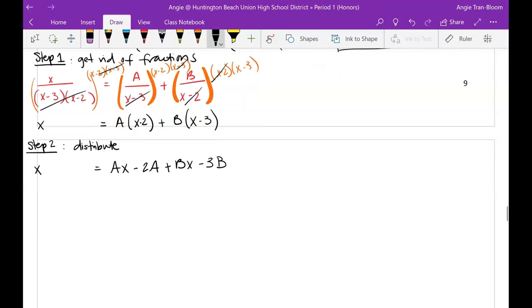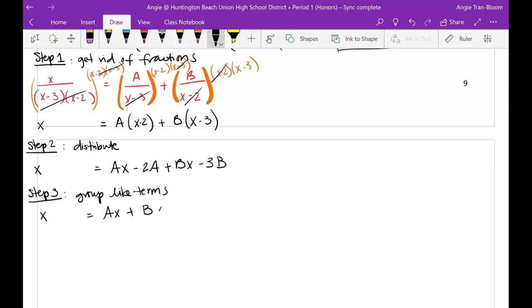And then step 3, you are going to group all the x's together. Group like terms. So on this side, I still have x. I have the x's, so this Ax plus Bx, and then I'm going to have minus 2A minus 3B. Then from here, what you need to do is put quantities around these, so you can put quantities around that and factor out.